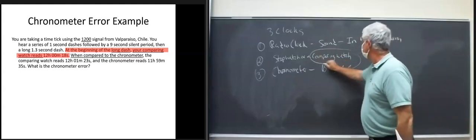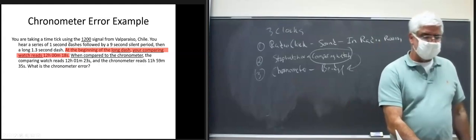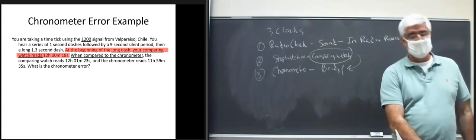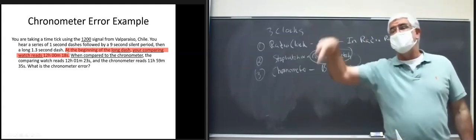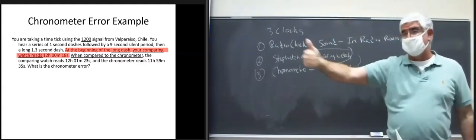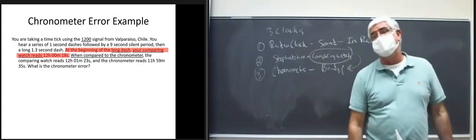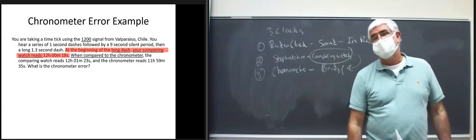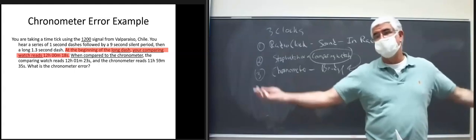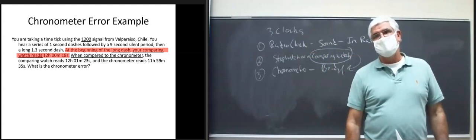So in this case, we're using a comparing watch. You see all this stuff about hearing a series of 1 second dashes followed by 9 seconds? Don't pay any attention to that. When it says at the beginning of some sound, that's when you started your stopwatch or you looked at your comparing watch. So I look at my comparing watch and it says 12:08. What's the real time? 1200. So what's going on with my comparing watch? It's 8 seconds fast.